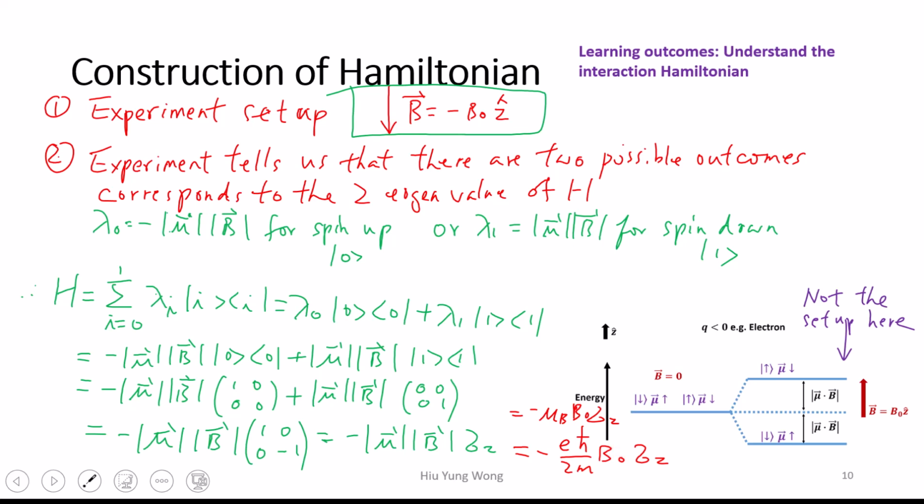Any questions? Good, so we have this, fine, right? So now we have the Hamiltonian. This is the Hamiltonian of the electron with spin under a constant external magnetic field B0. Okay, we have it. Then let's keep it aside for now.